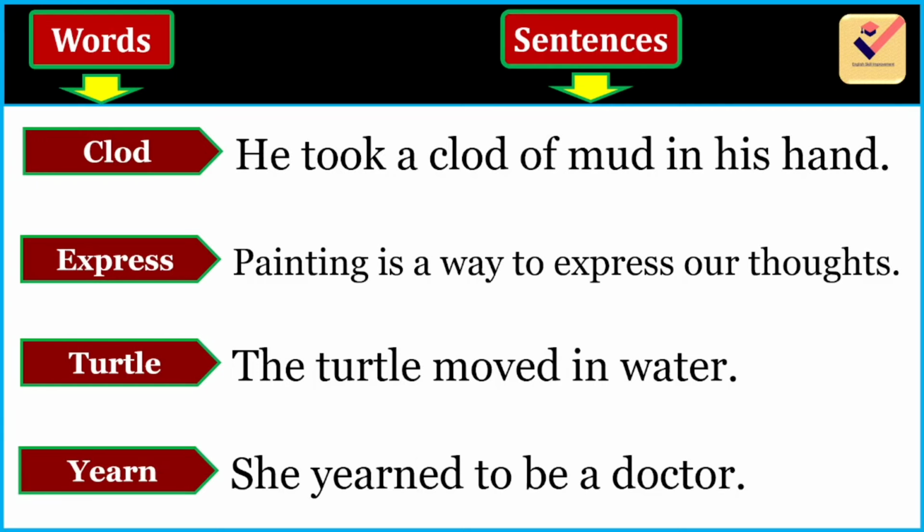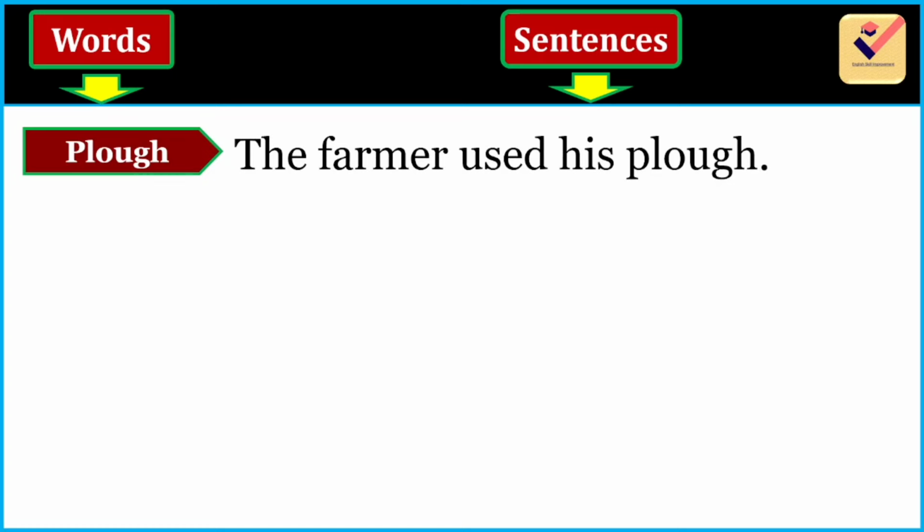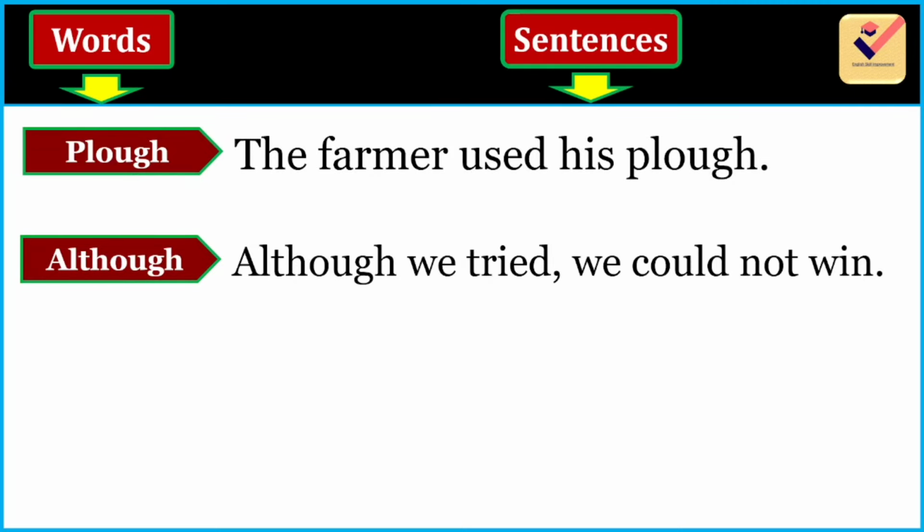Yearn. She yearned to be a doctor. Plow. The farmer used his plow. Although. Although we tried, we could not win.